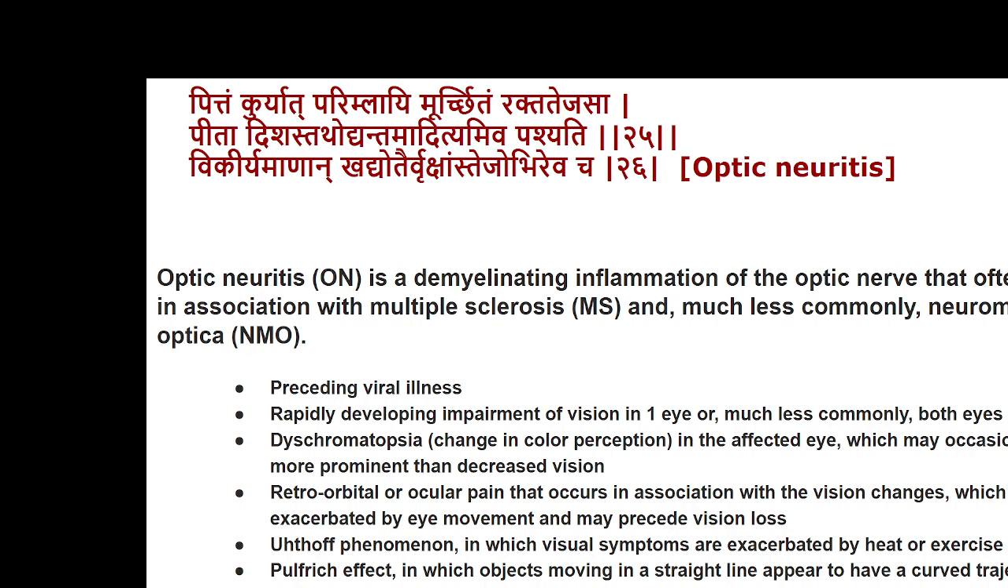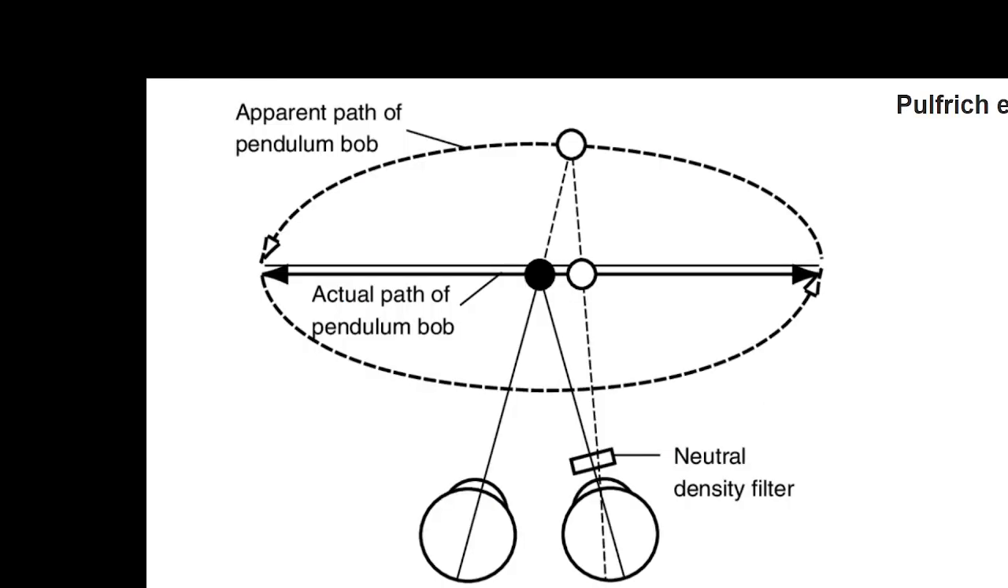Other symptoms could be pain in the retroorbital area, often presented as a headache, or ocular pain in the whole eyeball. And if this pain increases on movement of the eye, then two other characteristic symptoms are Uhthoff phenomenon and the Pulfrich effect. Uhthoff phenomenon is when the symptoms are increased suddenly when the patient is exposed to heat or exercise. Pulfrich effect is when objects moving in a straight line appear to have a curved trajectory.